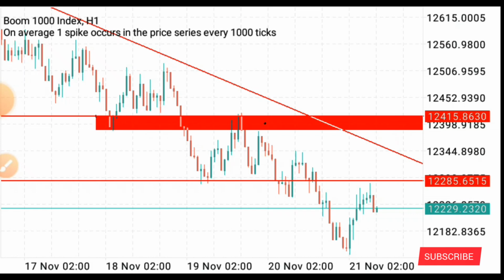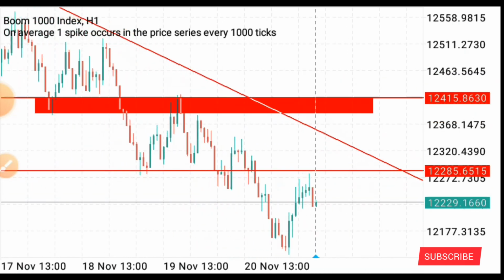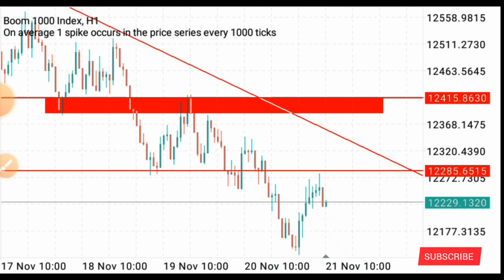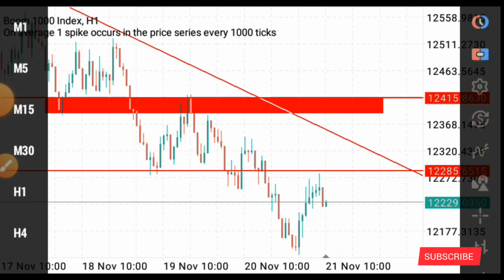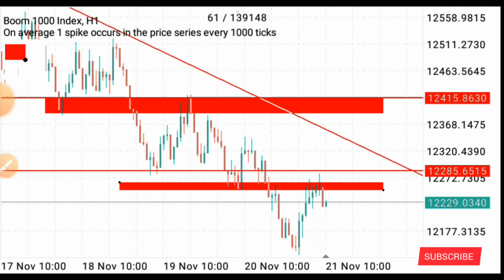So now I've marked out my zone. This is a support and resistance zone here. Now I bring out my tool again, and then I'll mark out this zone also. There's a zone here.